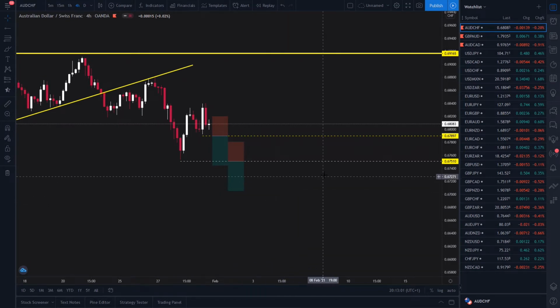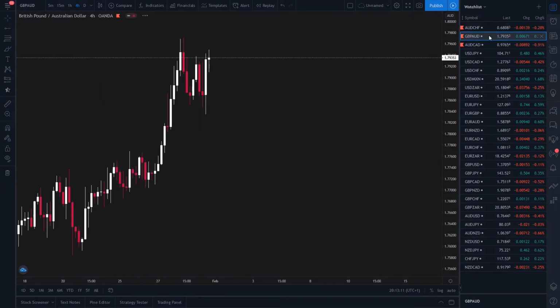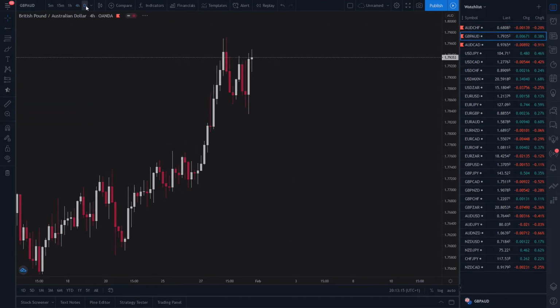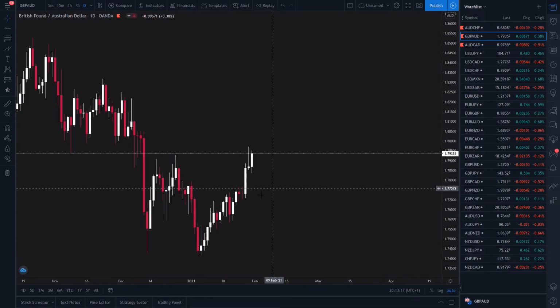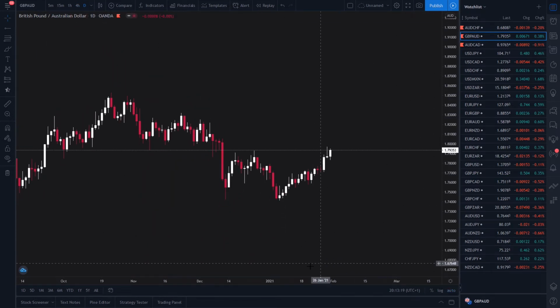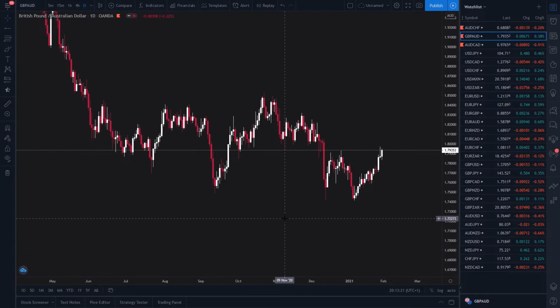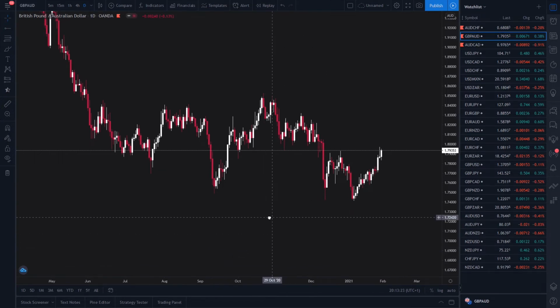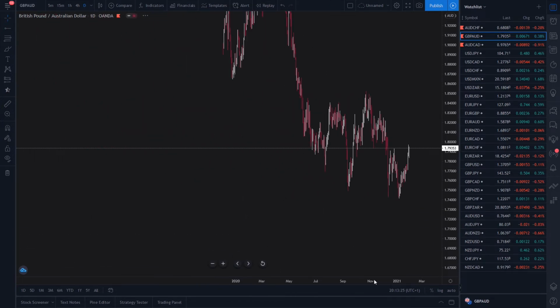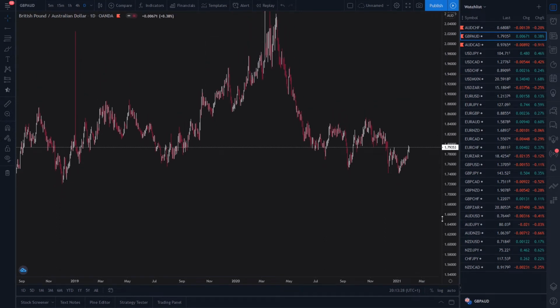So let's continue. And the second pair is GBPAUD. So Great British Pound, Australian Dollar. Let's check those up. And let's start from 1 day time frame, so daily time frame. And what can we see here? We can see, let's zoom it out a little bit.